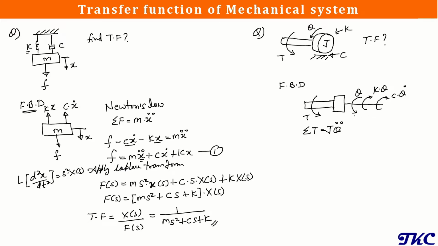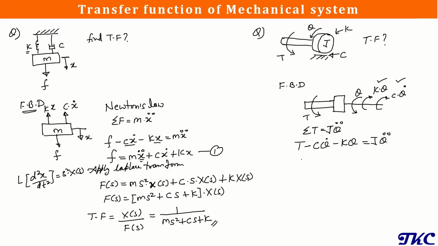So again, in the direction of rotation, we will be considering positive torque, and opposite we are going to consider the negative torque. So here in the direction of motion we have the applied torque, so it will be positive T, and to resist this torque we have the torque offered by stiffness and the torque offered by the damping element, but these are in the opposite direction to motion, so that's why they will be negative. So minus C theta dot minus K theta, and that will be equal to J theta double dot.